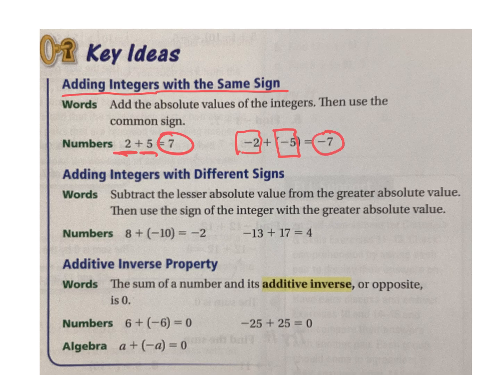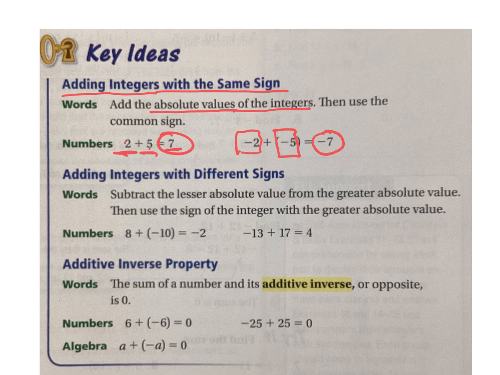When you add things with the same sign, all you've got to do is find the absolute value of the integers and then use the common sign. So the absolute value of 2 is 2, absolute value of 5 is 5. So 2 plus 5 is 7. And the common sign of both of those is positive, so we have a positive 7.